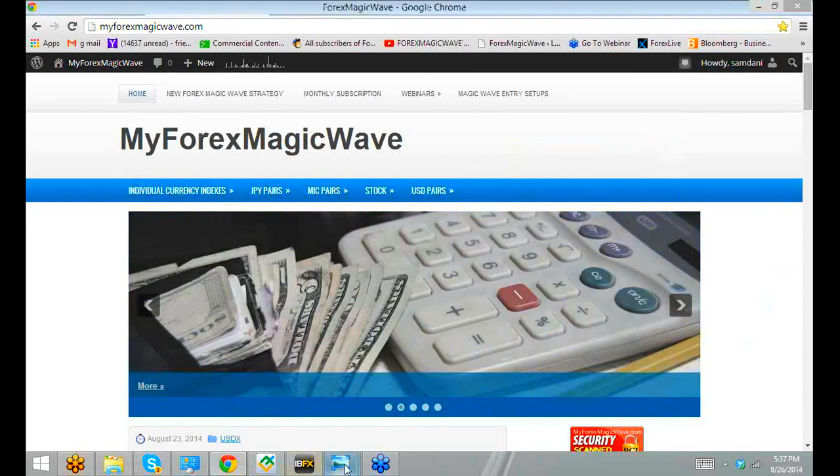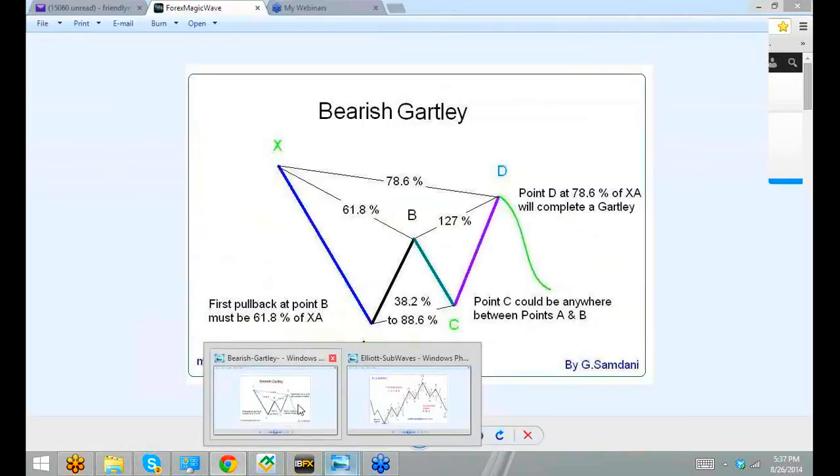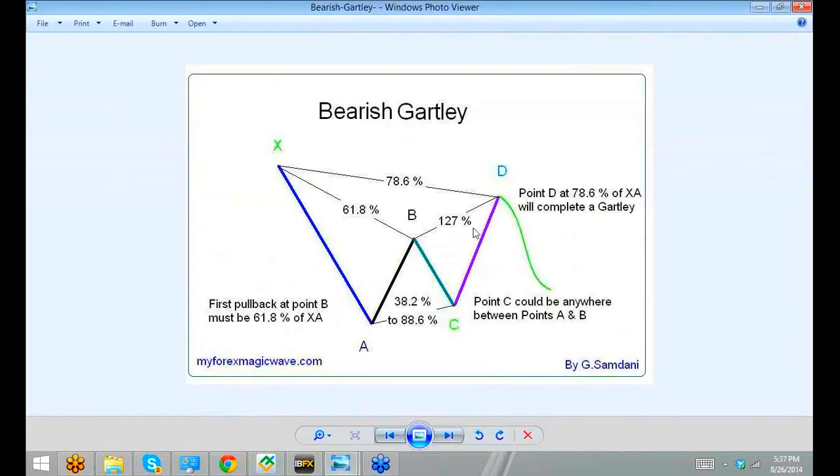Let's go take a look at the pattern. I'll show you. Let's say for example, this one. This is a bearish Gartley pattern. By the way, all the diagrams you're going to be seeing are made by me myself, and all the calculation and everything. So this is a bearish Gartley. It has a specific calculation, right? And if you don't know what the pattern is, this is how it is.